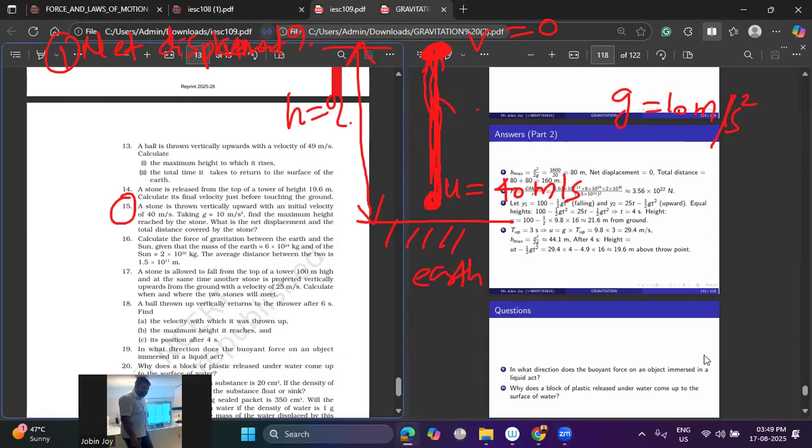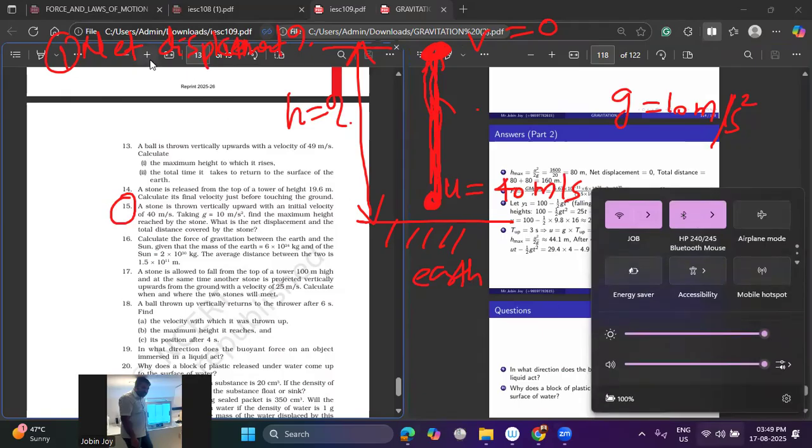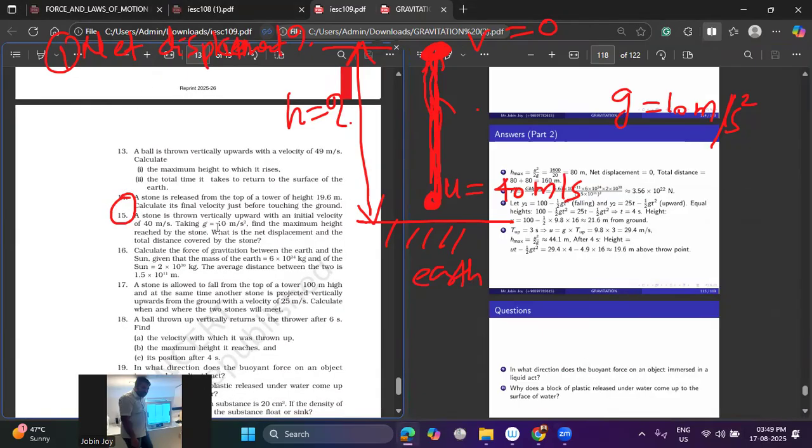So calculate the net displacement. Calculate the net displacement and the total distance covered by the stone. Next is distance, total distance. So we have to calculate what is the height. Height means this distance from Earth to this particular point.